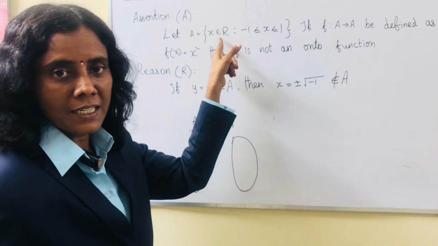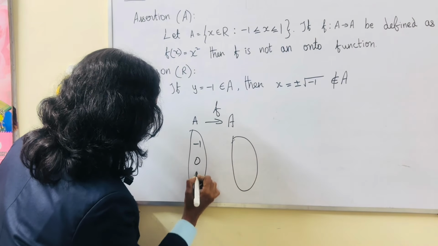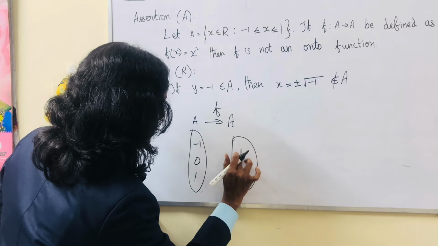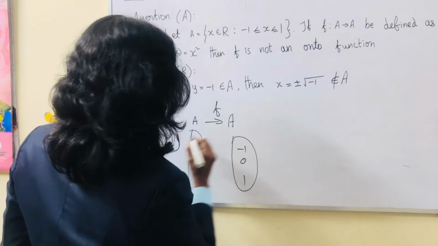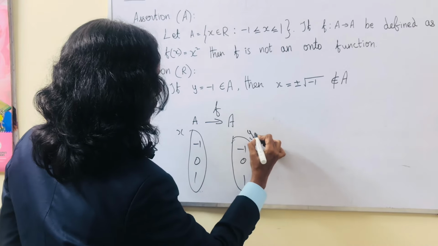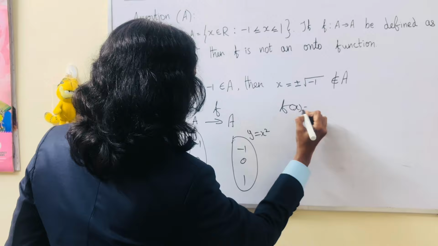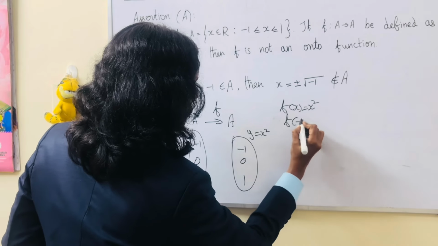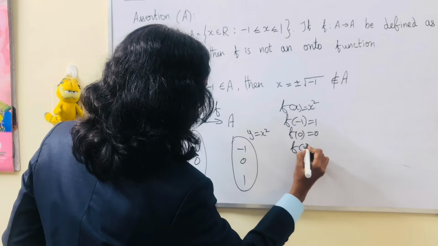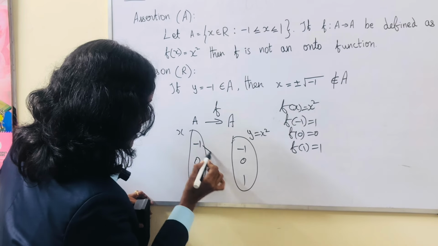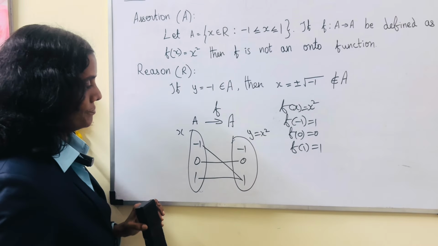இங்க எலிமெண்ட்ஸ் என்ன இருக்கு? ரியல் நம்பர்ஸ் ஃப்ரம் -1 to 1. நம்ம சிம்பிளா -1, 0, 1 அப்படின்னு எடுத்துக்கலாம். இப்போ இது x, இது y. x ஸ்கொயர்னா f of -1 is 1, f of 0 is 0 and f of 1 is 1. So -1 is mapped to 1, 0 to 0, 1 to 1.